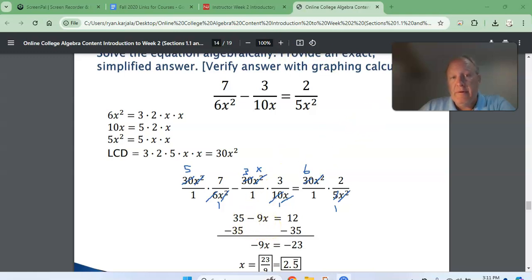And remember, this 35 is a plus. It's a positive number, so you have to move it, you've got to subtract it. And then you've got to divide both sides by -9 since it's multiplied by x.